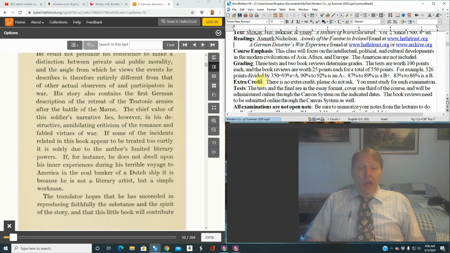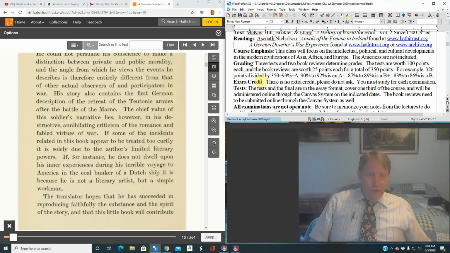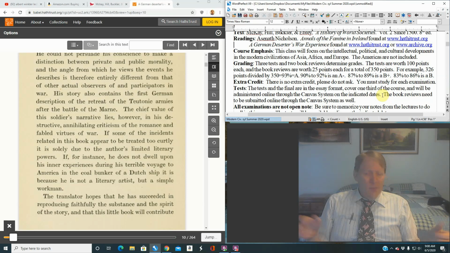The exams will be online through the Canvas system on the indicated dates. Experience has told me, and I've been doing this for many, many years, that students really need between 20 and 50 minutes to take my test. Most people take about 40 minutes. If you want to stare at the page for a long time, you can take more time, but usually you need about 40 minutes. So I will recommend that you do the examinations within an hour.